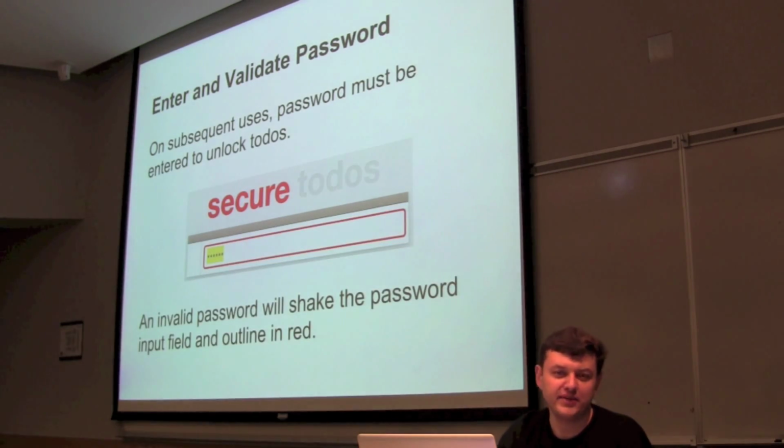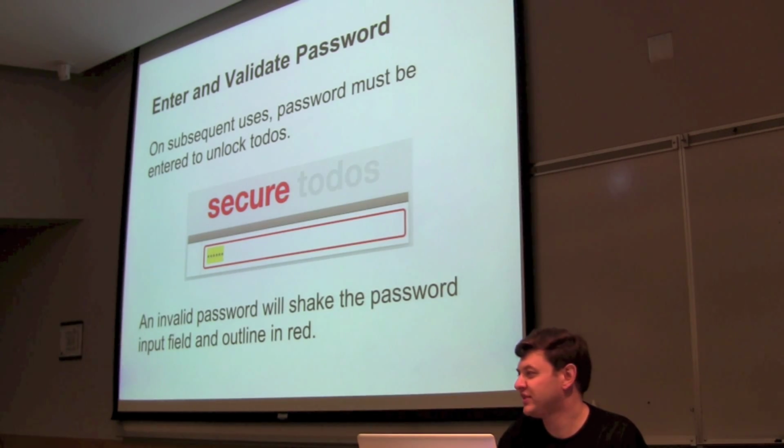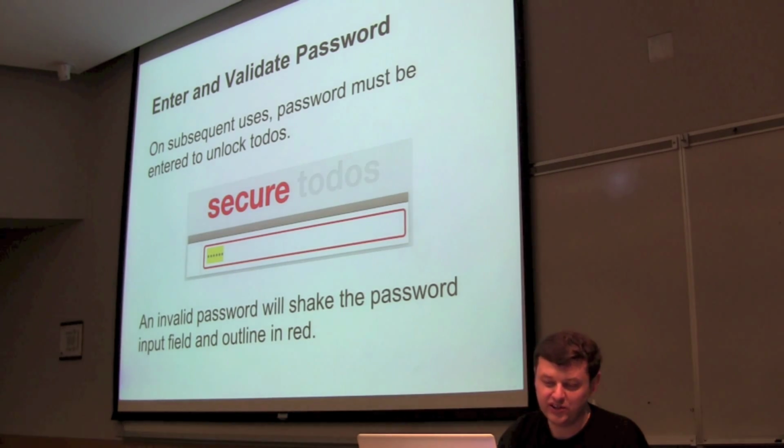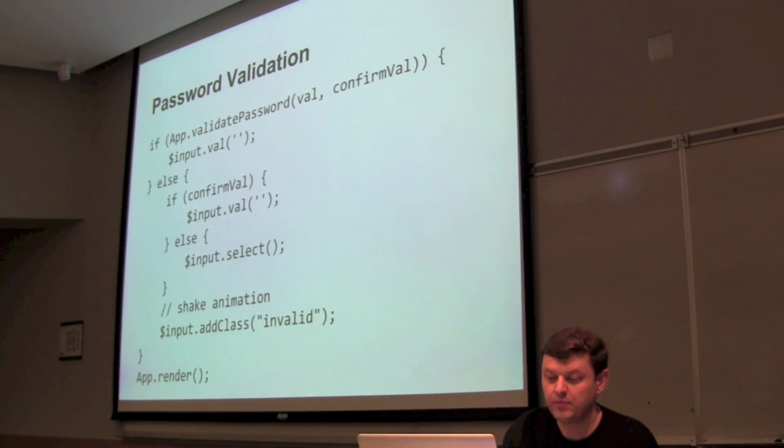All right, but when I come in later, I have to type my password in to unlock it. But what if my password's not valid? Well, I need to get some sort of feedback. So we're going to shake the password field back and forth, and we're going to make it red. All right, so the password validation code.